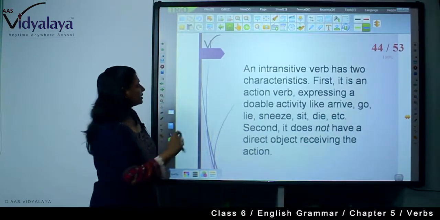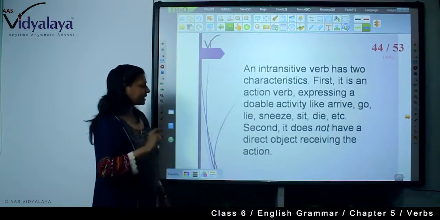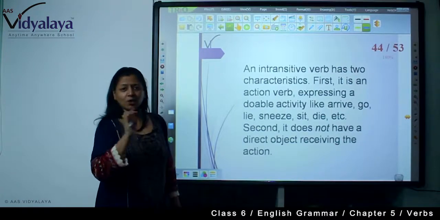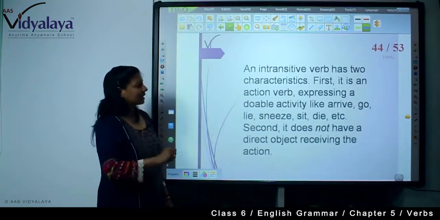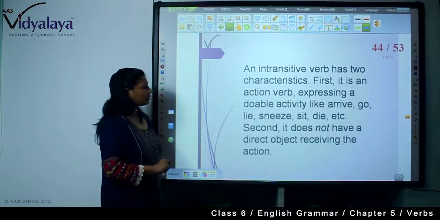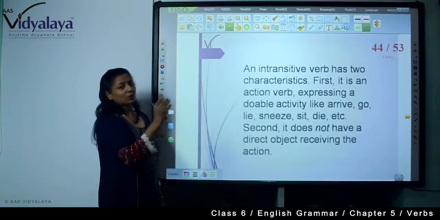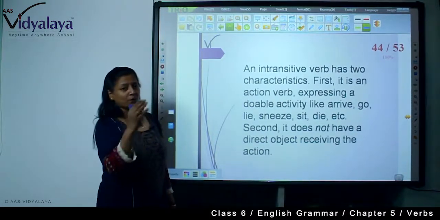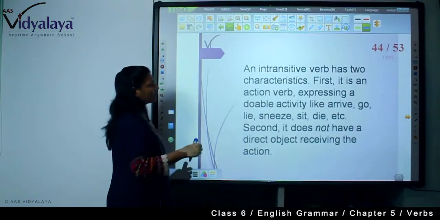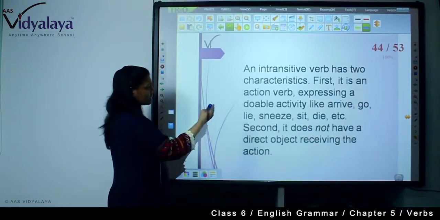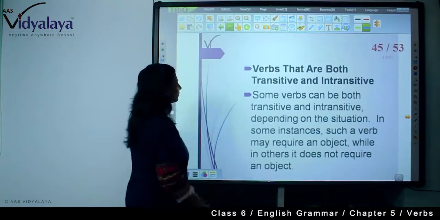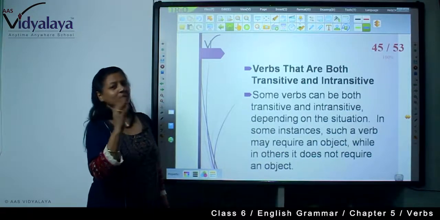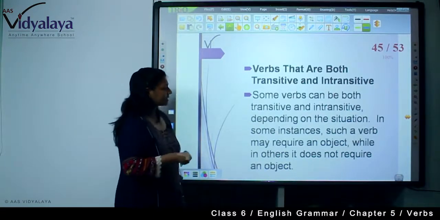And second, an intransitive verb does not have a direct object receiving the action. As you have seen, the direct object is not there in an intransitive verb. So, in transitive verbs you have seen the characteristics and the two types, mono and di. In intransitive, you are seeing two characteristics, first and second. Now, there are verbs which are both transitive and intransitive. It depends on the situation.